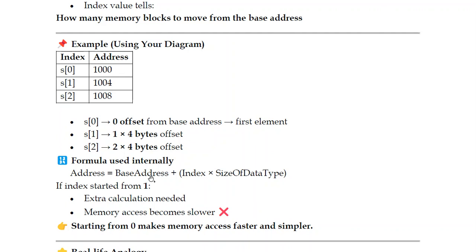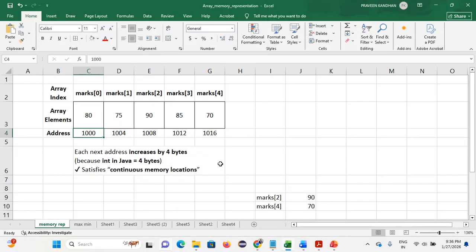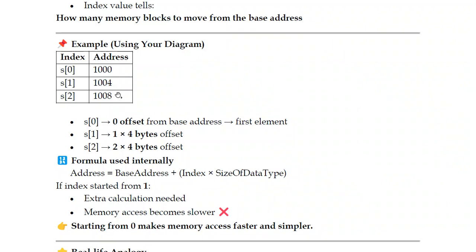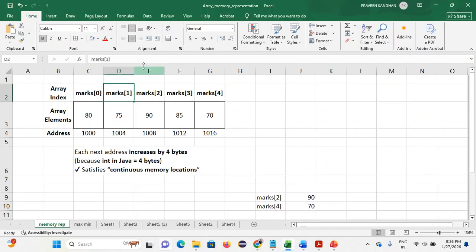s[1], what will happen? The base address is 1000 plus what's the index? 1. What's the current index? 1. In the memory, what's the index now? marks[1]. Next, 1 into size of data type, what is that? 4. So 1 into 4, 4. So already the base address is 1000, so 1000 plus 4, 1004. Now it will move exactly to the 1004th address. So what is that? 75.